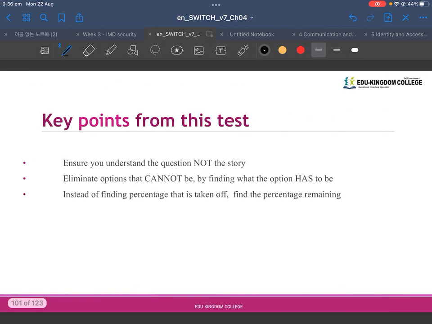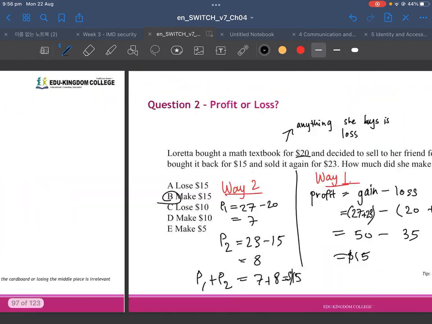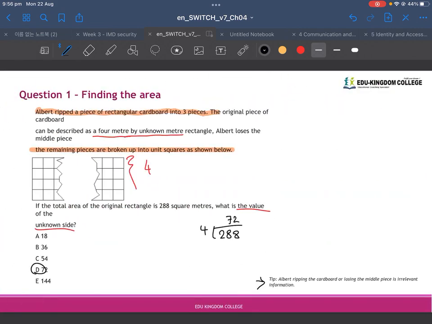Now, let's move on to the key points. Key point 1: ensure you understand the question and not the story. Where am I speaking from? I'm speaking from the area question we initially did, where 90% of the story was irrelevant. So ensure that you understand the question, which was in the very last paragraph.